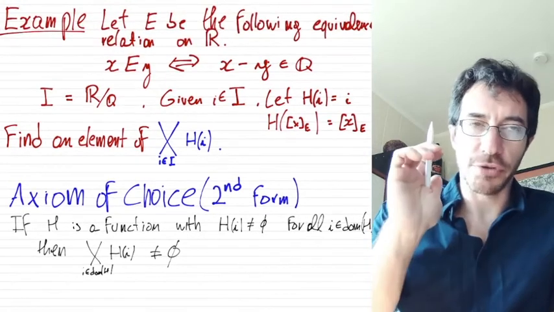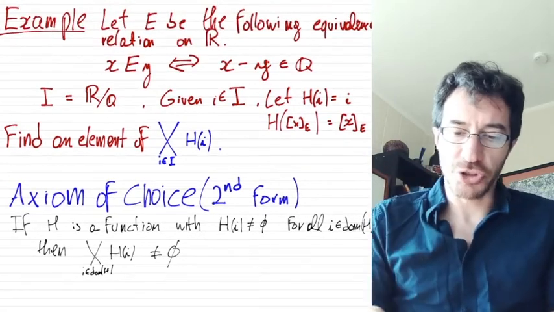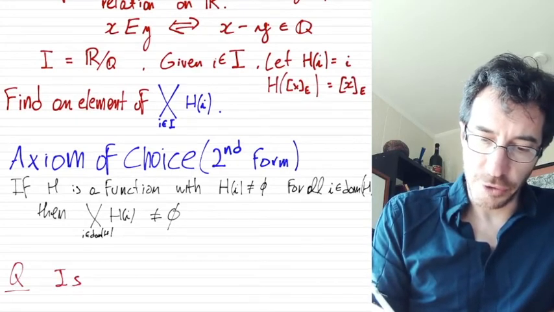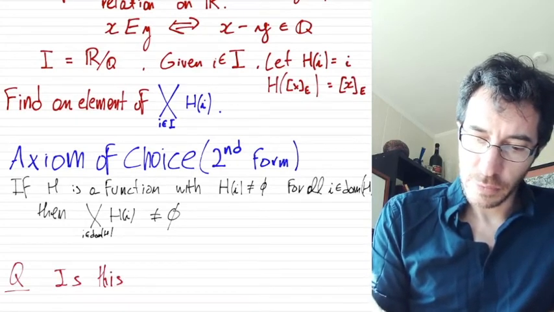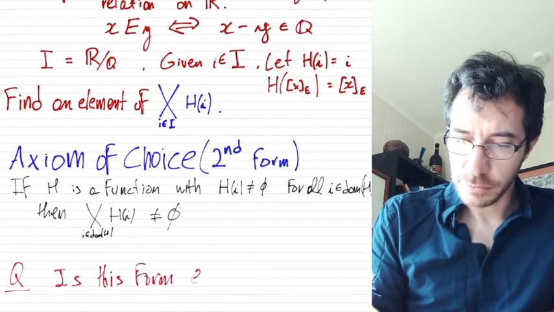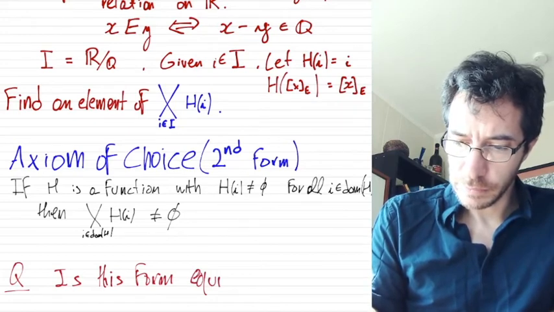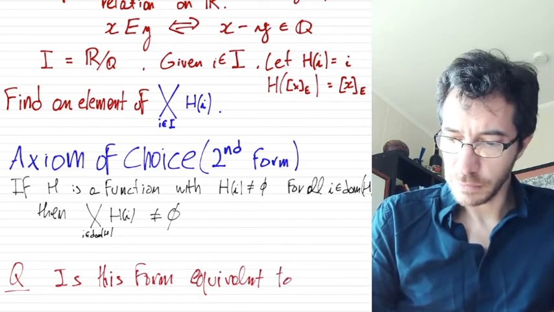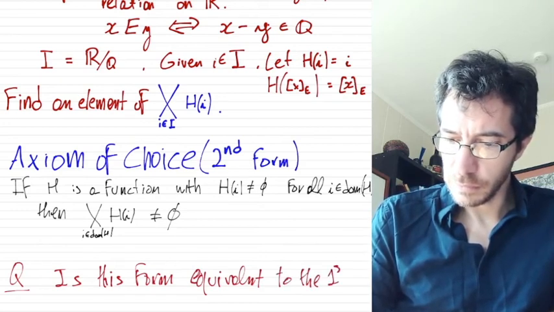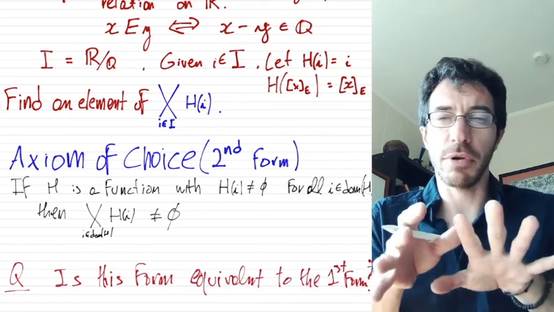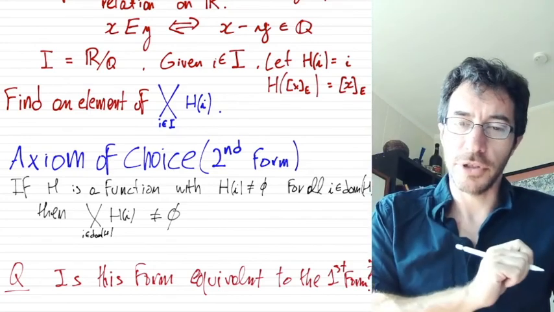Okay, so another question for you guys. What about this axiom of choice question? Is this form equivalent to the other form? Are the two versions of the axiom of choice we've seen so far equivalent? Okay, let you guys think about it.